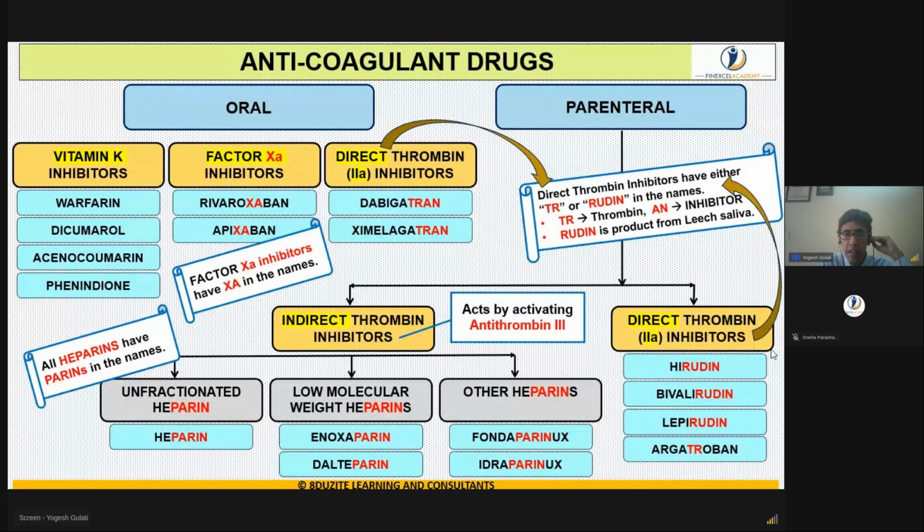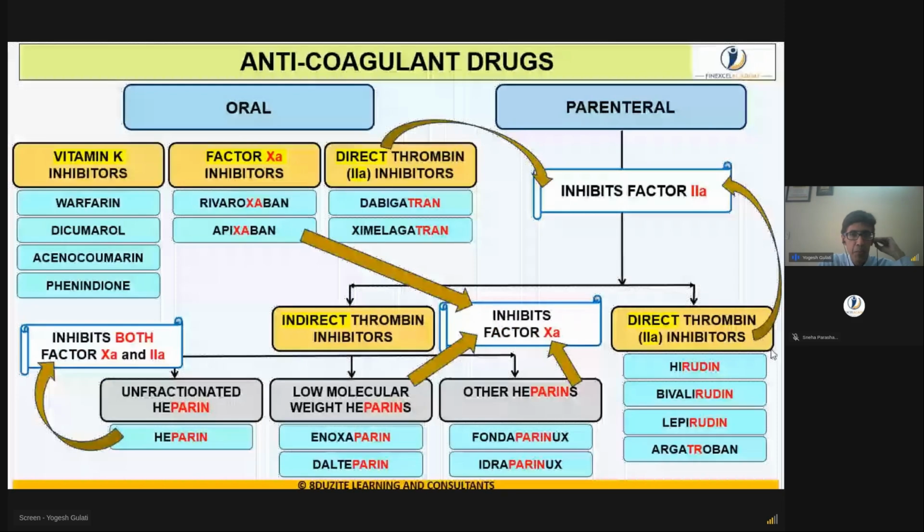If you have TRAN consecutively, AN after TR, it becomes oral. If there is TR but AN is not after that, or you have rudin, they become parenteral. So this is a very easy classification. I think you will be able to remember. Now you will be able to solve all questions. If you have parin, they are all heparins and indirect inhibitors. If you have rudin or TR, they are thrombin inhibitors. If they have XA, they are factor 10A oral inhibitors. Now we will move forward again.